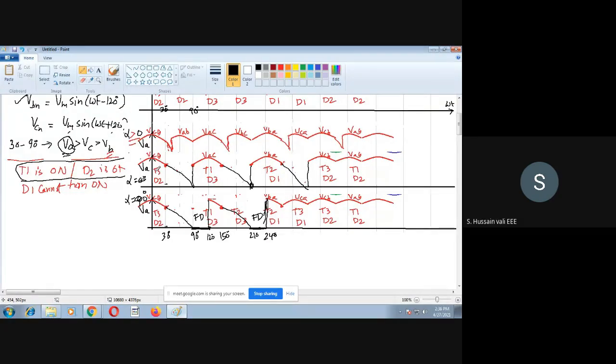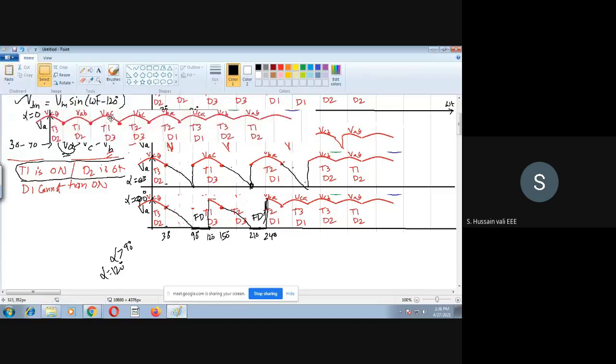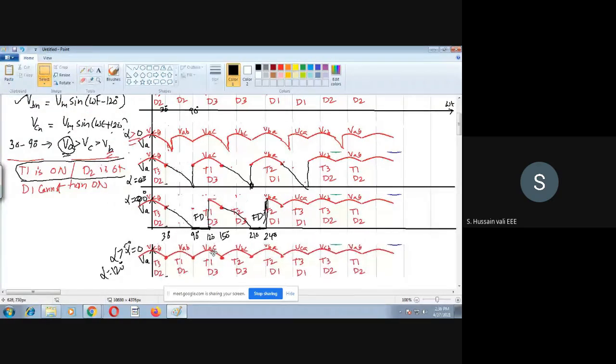But now if you take alpha equal to 120, say for example more than 90, I will write here alpha greater than 90. If you take this case, what will happen? You see yourself what will happen if you take alpha equal to 120.